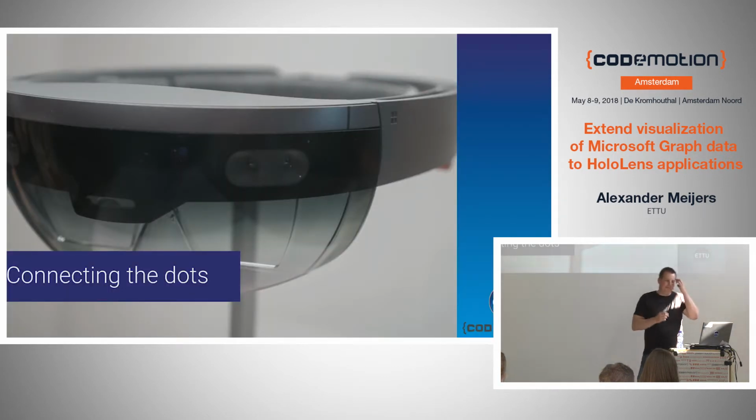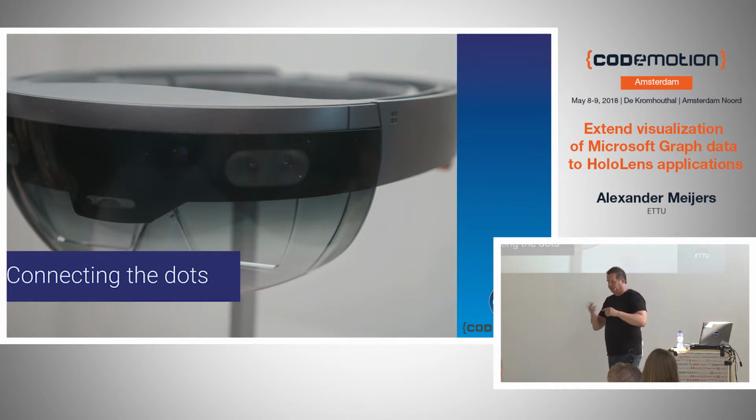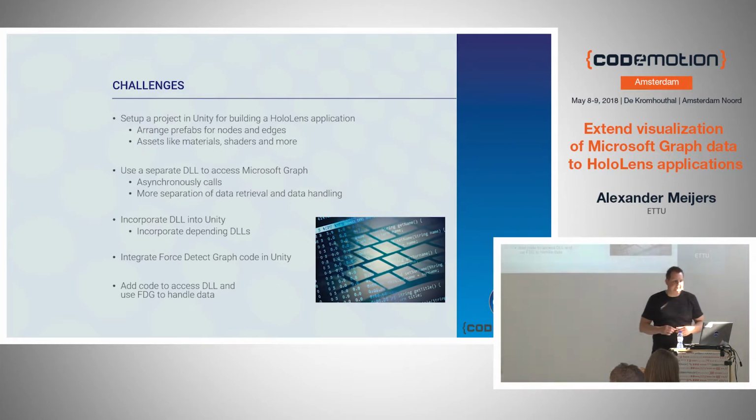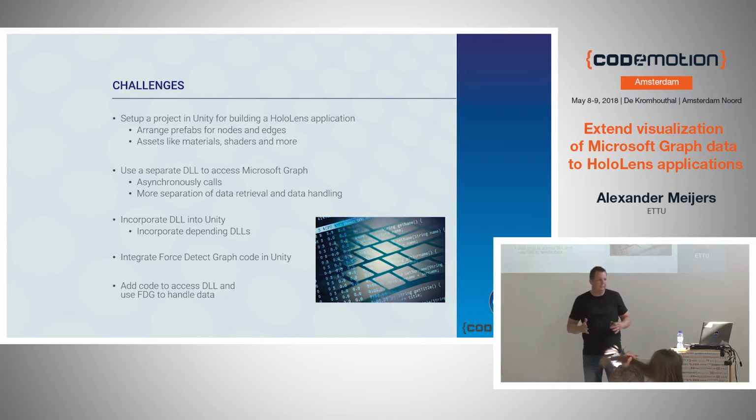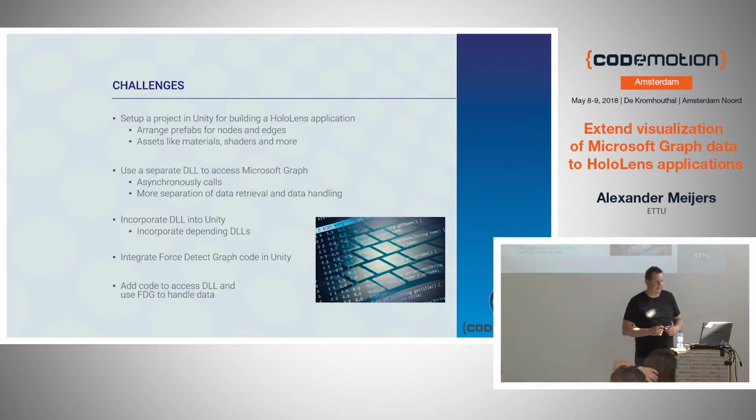So what we now have is talked about an Office 365 tenant. We talked about Microsoft Graph to get data from that tenant. And we talked about visualization of the data all together. And now we want to build that for a HoloLens application. So the things I need to do first is, and I already showed you a part of that, set up a project in Unity for building a HoloLens application.